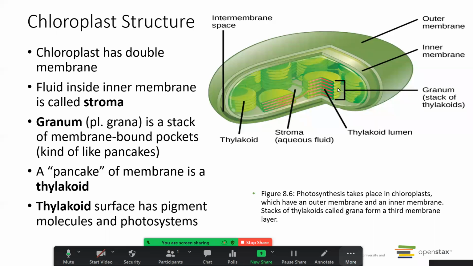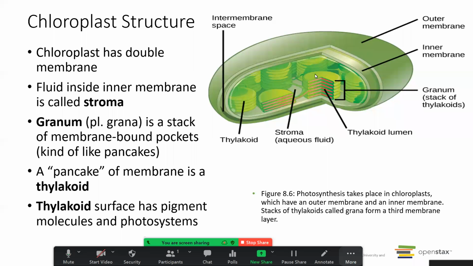Inside the chloroplast, we see these stacks of membrane-bound structures. Each of these stacks is a granum. Okay, I think of it as a stack of pancakes, but that's probably just because I like food. And each of the pancakes in a stack is called a thylakoid. So a pile of thylakoids is called a granum. Plural granum is grana. Okay.